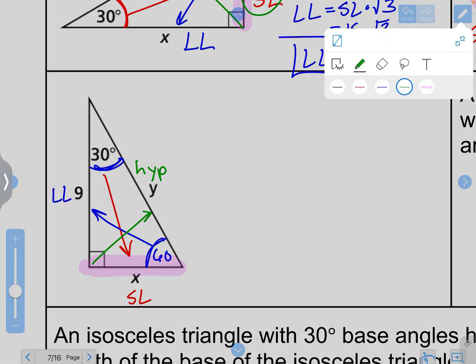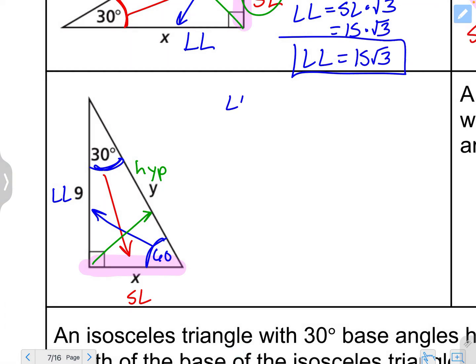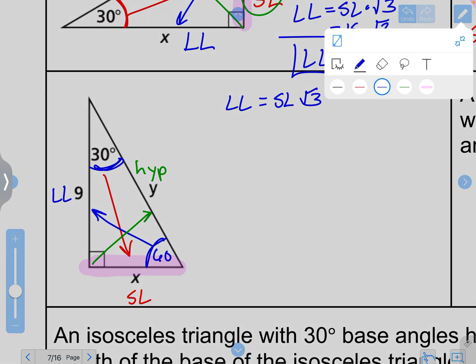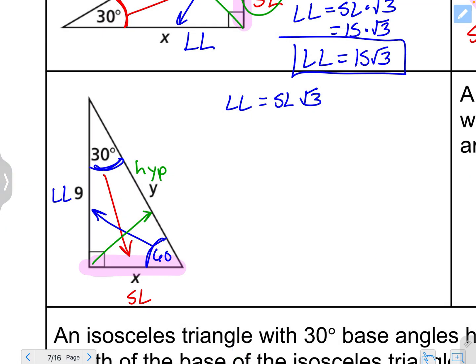So we're given our long leg. So we're told that our formula for our long leg is long leg equals short leg times the square root of 3. So now I'm going to fill in all the information I'm given. I know my long leg is 9. The problem calls my short leg x. And we need to multiply it by the square root of 3.